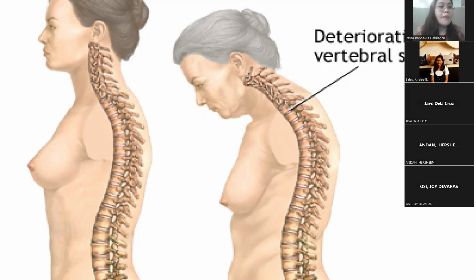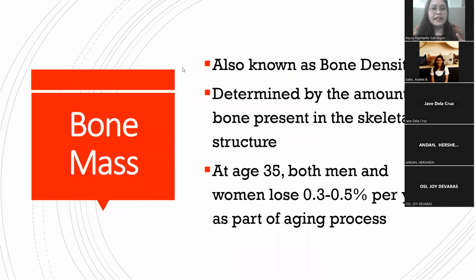Kaya yung pinakamalaking bones natin sa body, this one, the vertebral column, talagang liliko yan siya. Wala na siyang support, wala na siyang lakas, wala na siyang strength. Okay? Now, we are talking about the bone mass kasi yun yung nawawala when it comes to osteoporosis, yung laman niya. This is also known as the bone density.